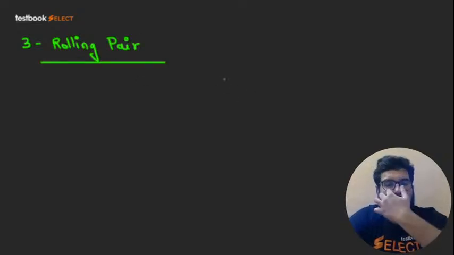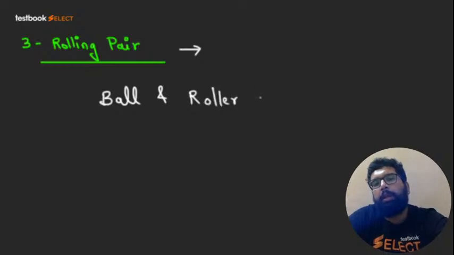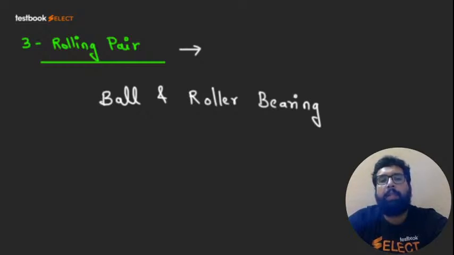Now, as the name suggests, if a link rolls with respect to the other one, getting my point? So what is a rolling pair? As the name suggests, if the links are having relative motion of rolling between them, as happens in ball and roller bearing. This is the example of rolling pairs, ball and roller bearing. So that will be called the rolling pair.